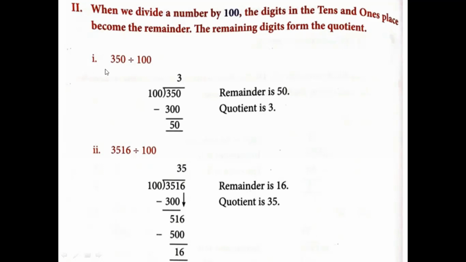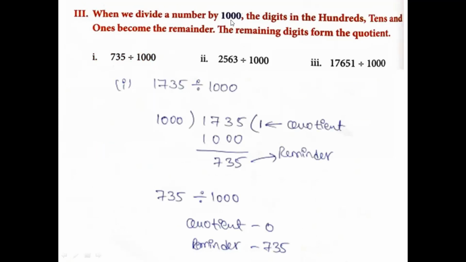Now see, divide with 100. 100 into 3, how much? 300. 350 minus 300, difference is 50. So here remainder is 50. Quotient is 3. When we divide a number by 1000, the digits in the hundreds, tens and ones become the remainder. The remaining digits form the quotient.